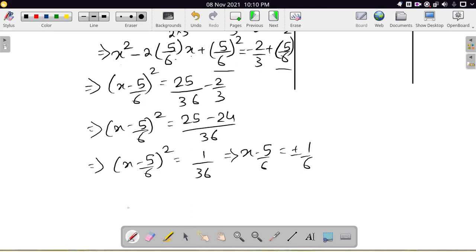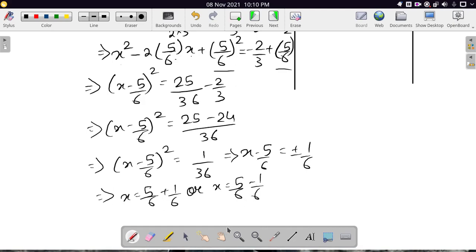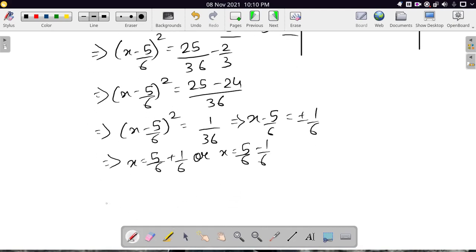Simple enough. Now I'm just writing it here. So x is equal to 5 by 6 plus minus 1 by 6. So x is equal to 5 by 6 plus 1 by 6, or x is equal to 5 by 6 minus 1 by 6. So the value of x comes out to be x is equal to 1 or 2 by 3.